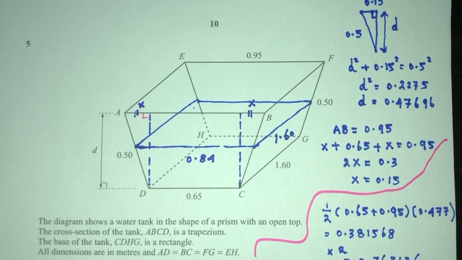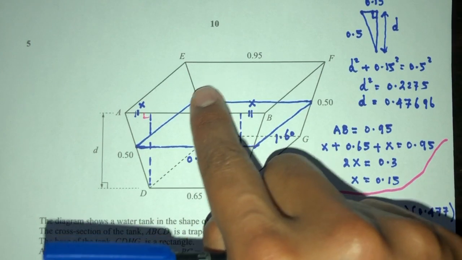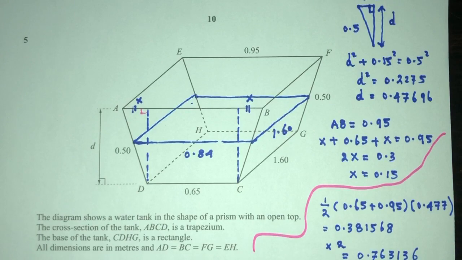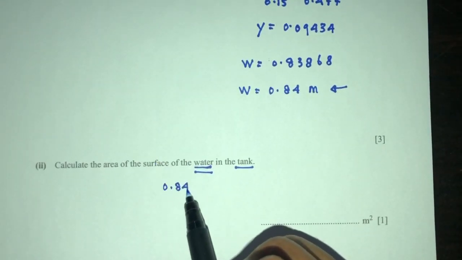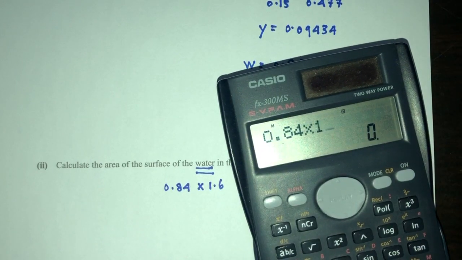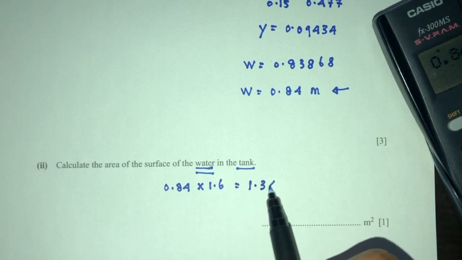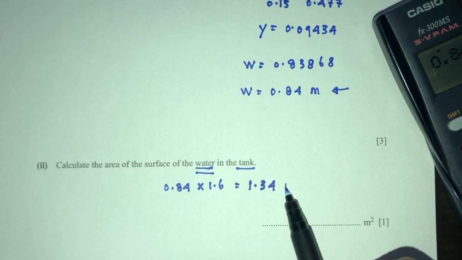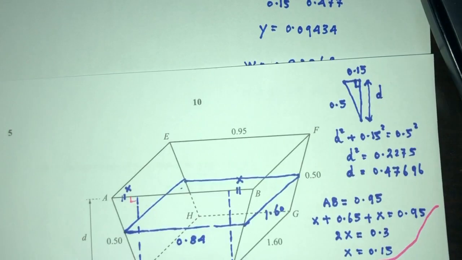But now obviously, because the base is a rectangle, we also understand when you fill up the tank, this surface will also be a rectangle. So how do you find the area of a rectangle? It is length times width. 0.84 times 1.6. That should be 1.3, correct to 3SF, right? Meters squared, obviously for the units. And that will be your question number 5.